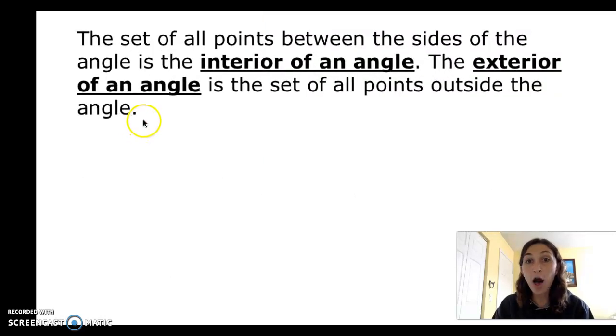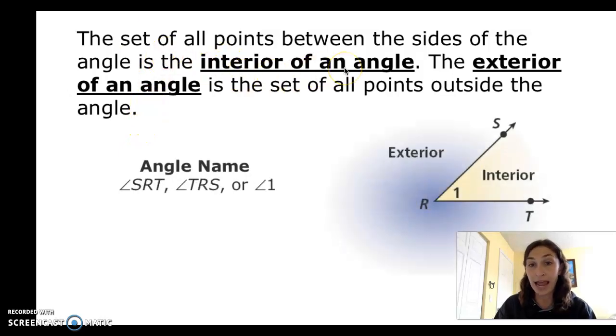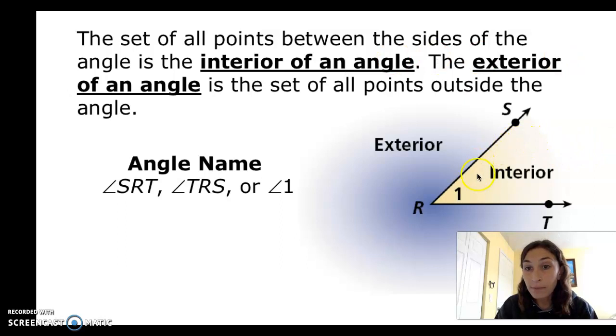The set of all points between the sides of the angle is the interior of an angle. So all of the points here are the interior, or the inside, of the angle, and any point outside of an angle is called the exterior.